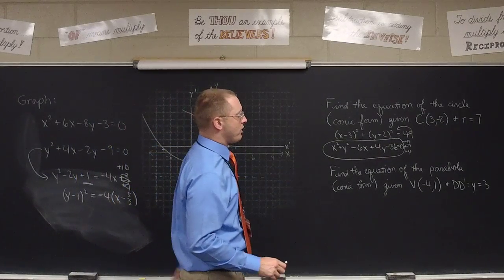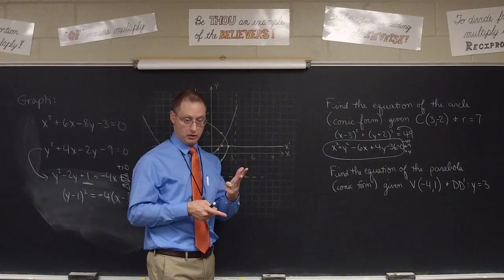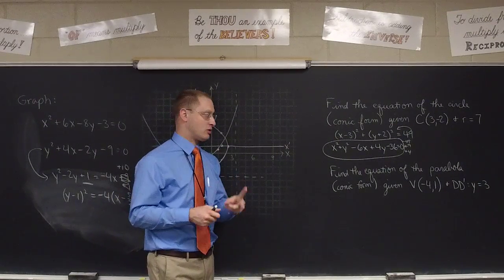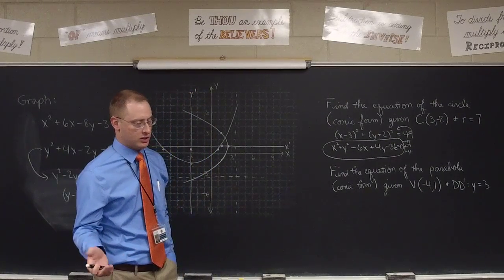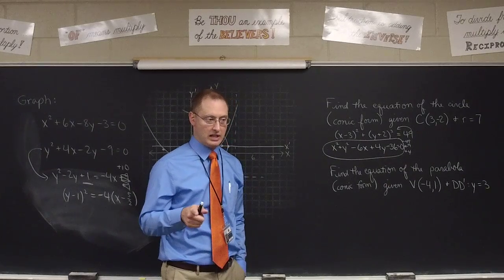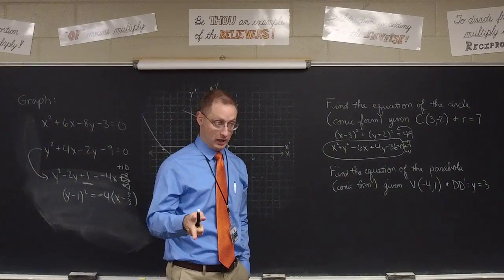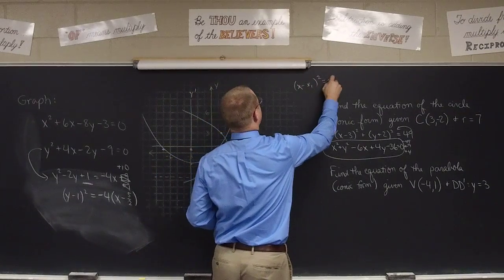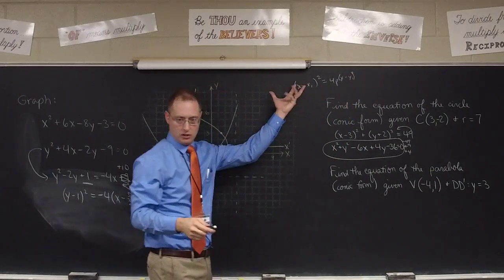The next one, we want the equation of the parabola. Now, the parabola is defined by a focus and directrix. Locus of points equidistant from a given point focus, given line directrix. But the equation does not include both focus and directrix. What does the equation of a parabola include? Vertex and focal length, right? It's x minus x1 squared equals 4p times y minus y1, or, reverse the x and y's, right?